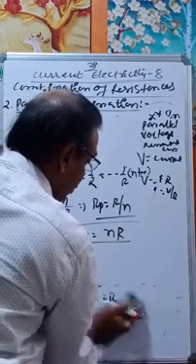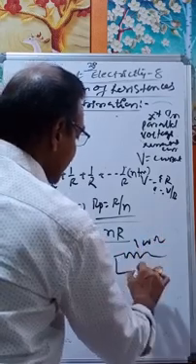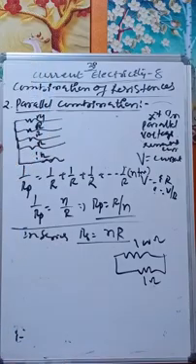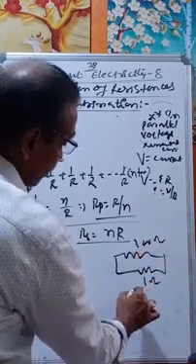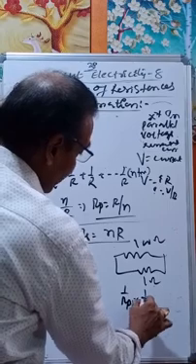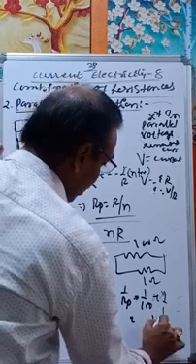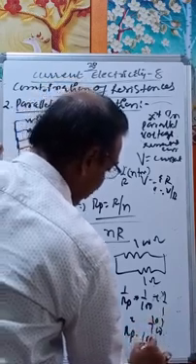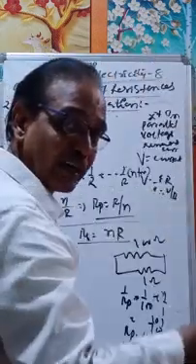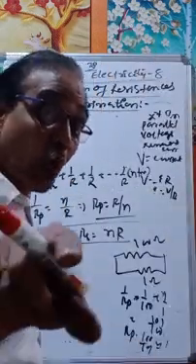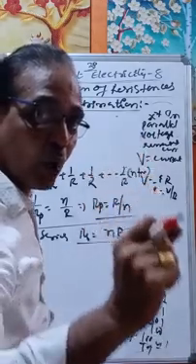One more thing is useful in doing the problems. See, if a 100 ohm resistance is connected in parallel with a 1 ohm resistance, then what is the effective resistance? You can tell the effective resistance is almost equal to 1 only. How? Therefore 1 by Rp is equal to 1 by 100 plus 1 by 1, that is equal to 101 by 100. Therefore Rp is equal to 100 by 101, approximately 0.99, approximately equal to 1. Therefore a high resistance in parallel with a low resistance always gives a low resistance only.